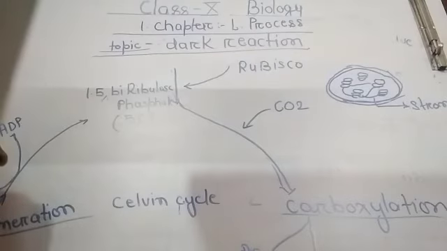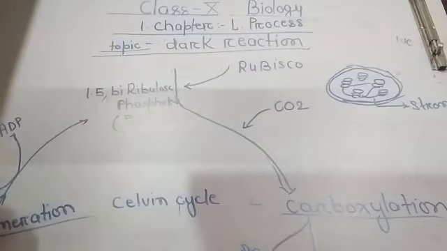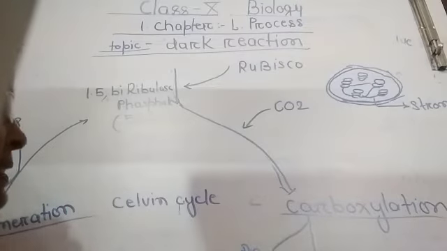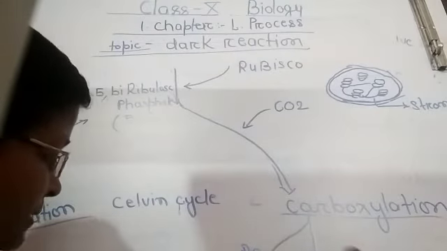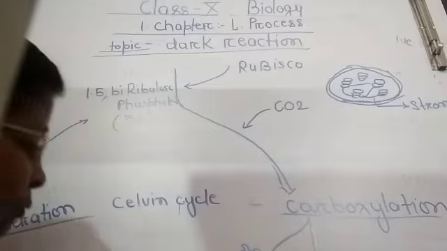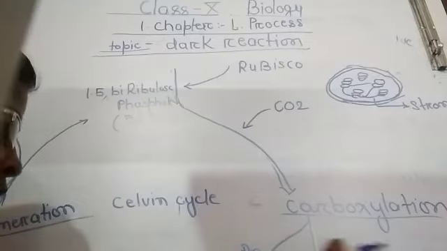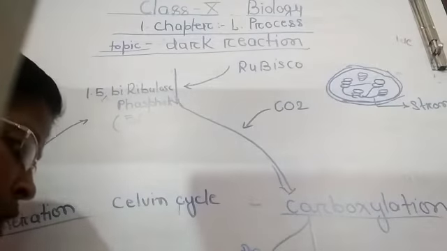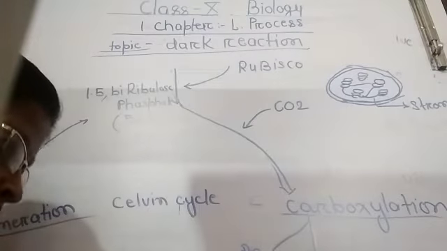Now what happens when these 2 PGA compounds are formed? Any one of both releases 1 carbon. Any one of the PGA releases 1 carbon. And after the loss of 1 carbon, the remaining part consists of a 5 carbon compound.